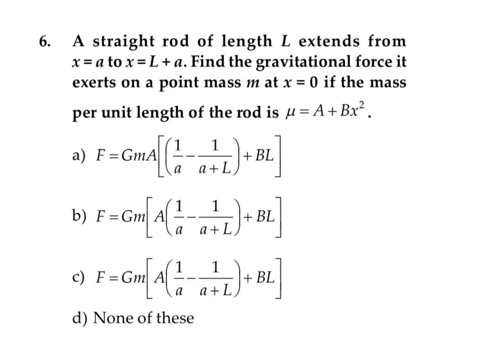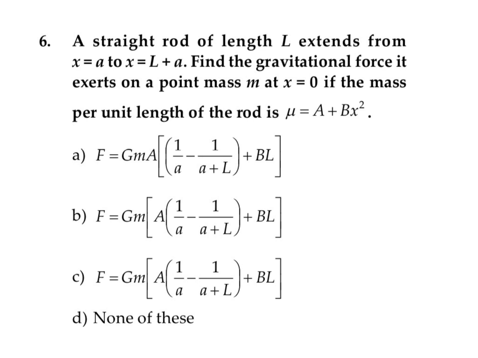In this question, it is given that a straight rod of length L extended from x equal to a to x equal to L plus a. Find the gravitational force it exerts on a point mass m at x equal to 0, if the mass per unit length of the rod is mu equal to a plus b x square.